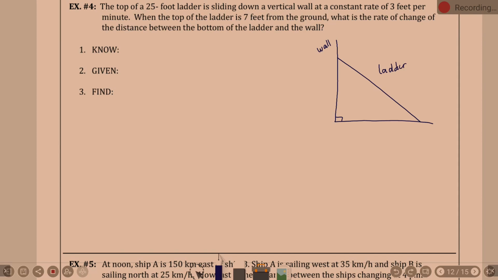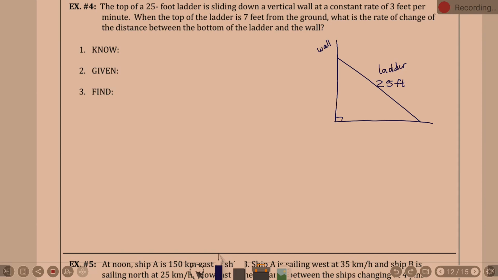The top of a 25-foot ladder. Does that ladder change at all? No. That ladder is 25 foot throughout the whole problem. It's not going to change. If it's not going to change, you can go ahead and label that in your diagram. It's going to be 25 foot. I don't need to use a variable for the ladder. Yeah, the ladder's sliding down, but the ladder's always going to be 25 foot.